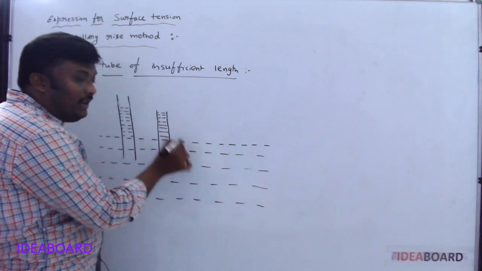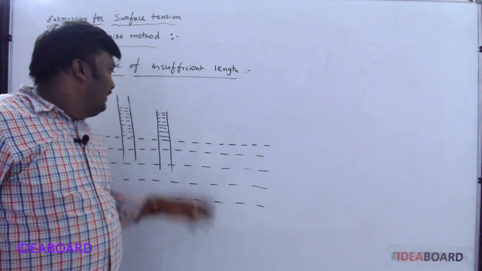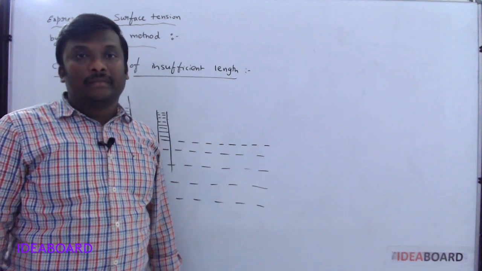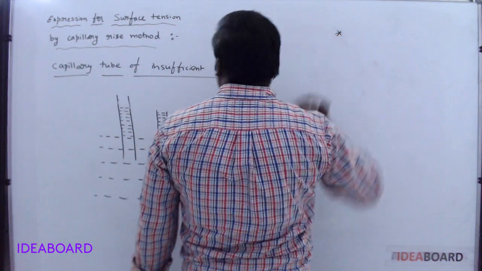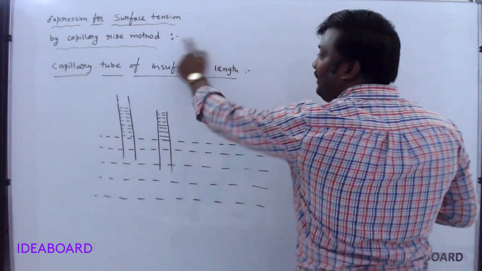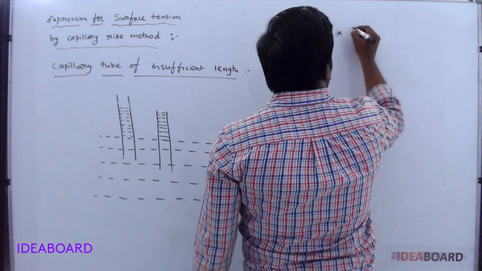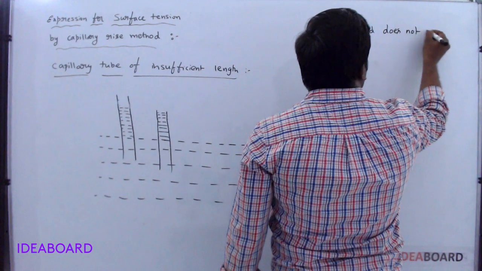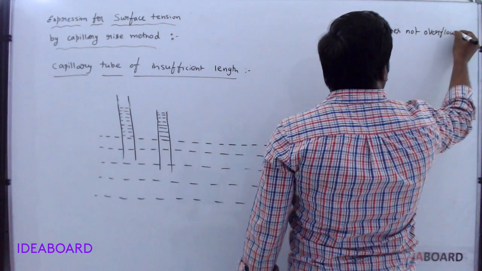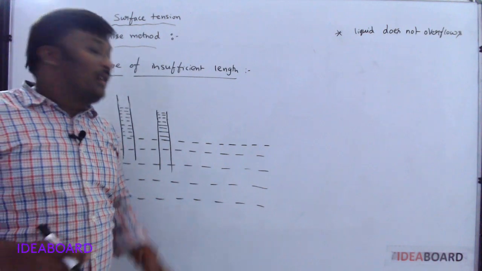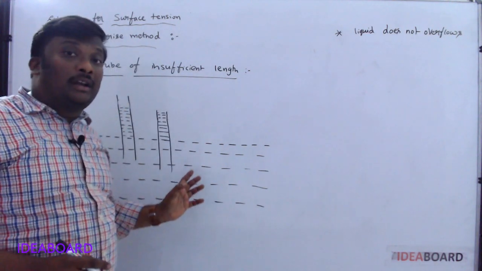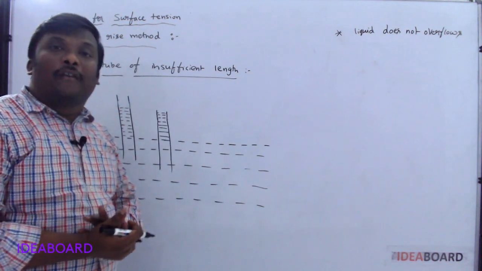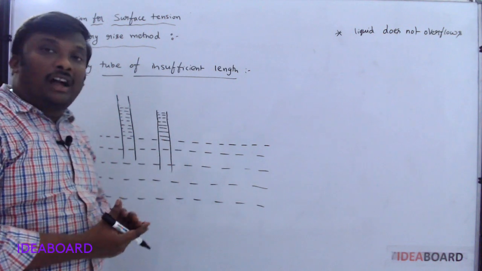After that, the liquid does not overflow. If the liquid overflows, it violates the law of conservation of energy. That's why the first important point related to the capillary tube of insufficient length is that the liquid does not overflow. Natural laws are not violated at any time. If the water overflows, it violates the law of conservation of energy. Hence, water does not overflow.